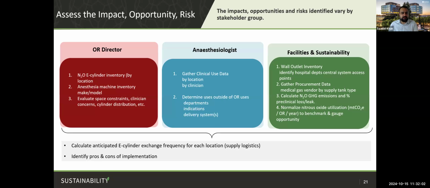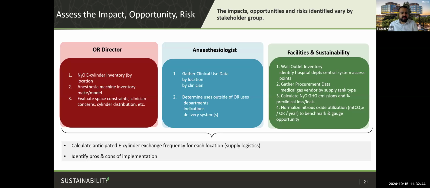And then we start off with an inventory and make and model number of the anesthesia machine. In all of our cases, we've been lucky that we've had a port on the back of every anesthesia machine that we work with for e-cylinders to be hooked on directly to the machine. But there are some older models where there isn't a nitrous oxide e-cylinder port available on the back, and so that would be a good thing to verify as you're going through this evaluation.